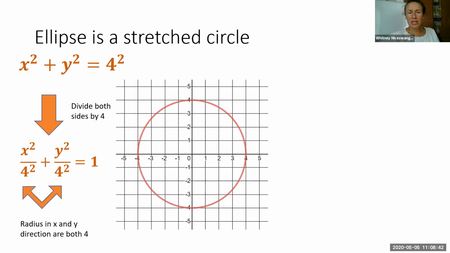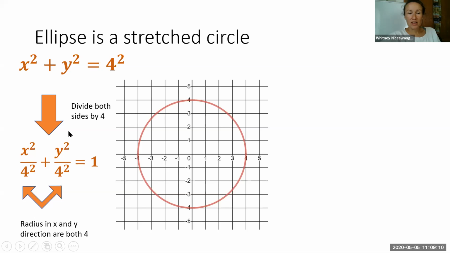If we took that equation and divided both sides by the 4 squared, you see that we'd get x squared over 4 squared plus y squared over 4 squared equals 1. So if we wanted to set it equal to 1, we can think about that 4 squared as the radius in the x direction and the radius in the y direction.